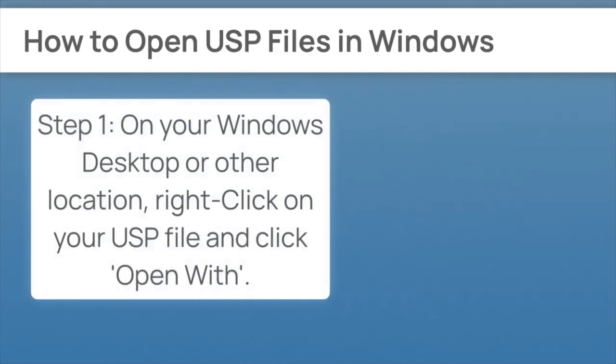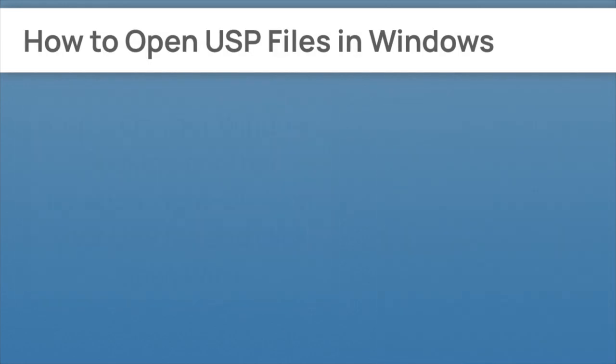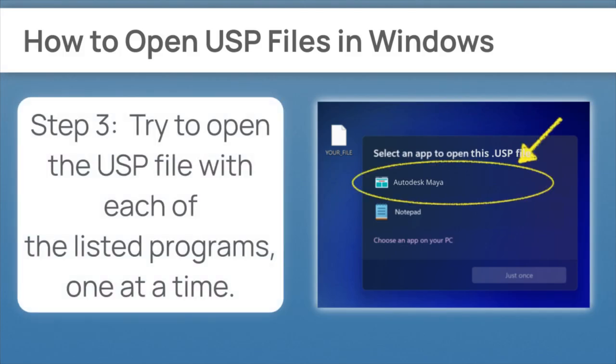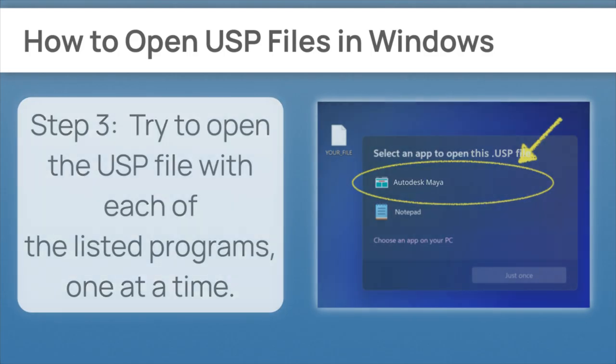We'll start by checking the obvious candidates. Right-click your USP file and select Open With. If Autodesk Maya is installed, use that. If not, choose another program. A simple test sequence will get results.